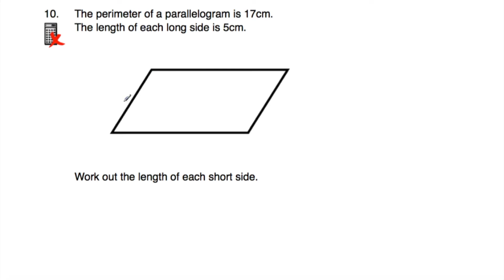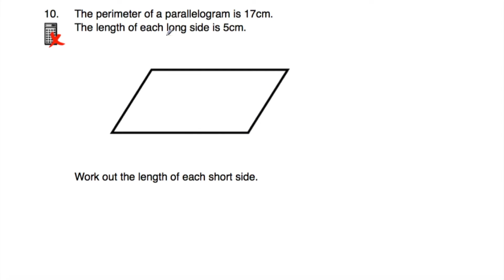So question number 10, we've been given this parallelogram, and we're told the perimeter of the parallelogram is 17 centimetres. So the distance around the outside of this parallelogram is 17 centimetres. And remember, parallelograms are pushed over rectangles, so the opposite sides have got the same length as each other. So this length would be the same as this length, and this length would be the same as that length.